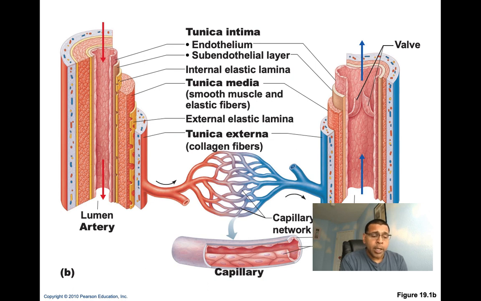The tunica externa is infiltrated with nerve fibers, lymphatic vessels, and in larger veins, a network of elastin fibers. Also found in relation to the tunica externa is the vasa vasorum. Vasa vasorum is a system of tiny blood vessels in the large vessels. You can think of the vasa vasorum as the vessels of the vessels.